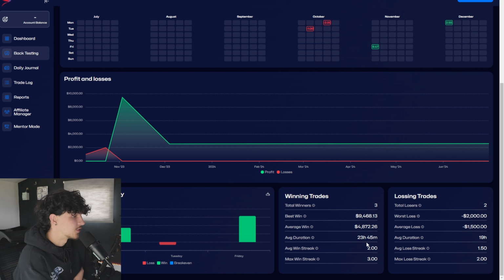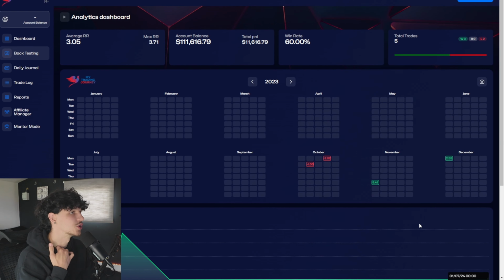Average duration is 23 hours. And then average duration for a loss is 19 hours. So typically, if the trade might go over 24 hours, then we might look to close, all these different elements that we could look to build into our trading strategy to make it even better.